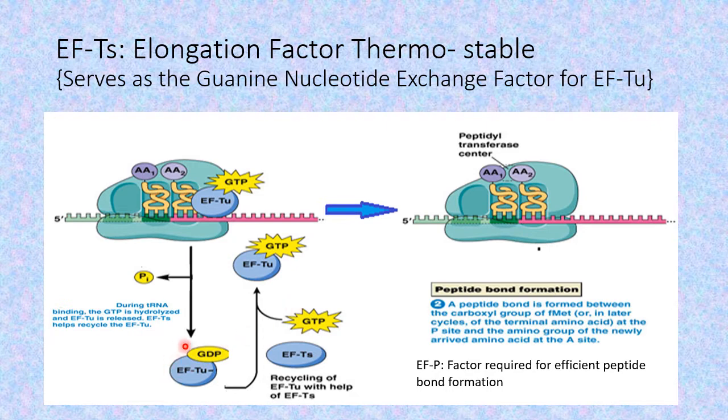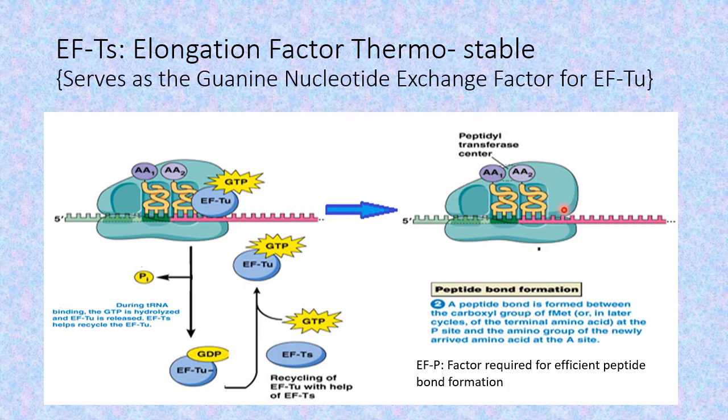So it is to be recharged, and recharging of this elongation factor Tu is done by another elongation factor, that is the elongation factor Ts. So with the help of this elongation factor Ts, which again is a GTPase protein, this GTP molecule will be added to this elongation factor Tu, and the GDP will be released.